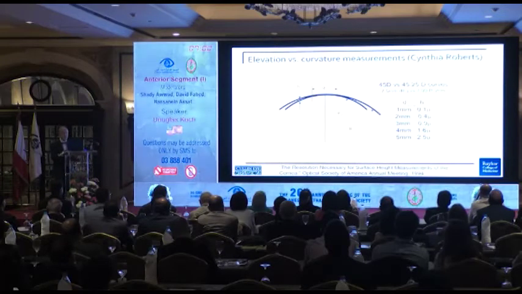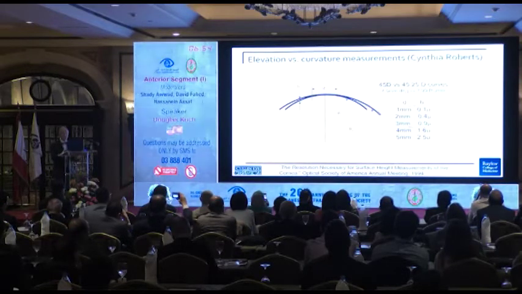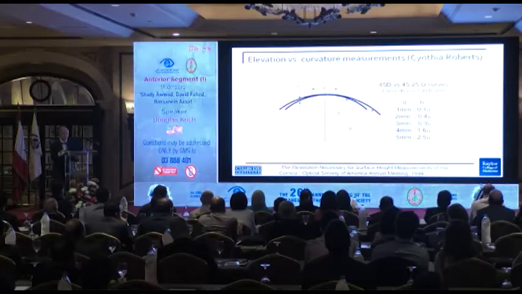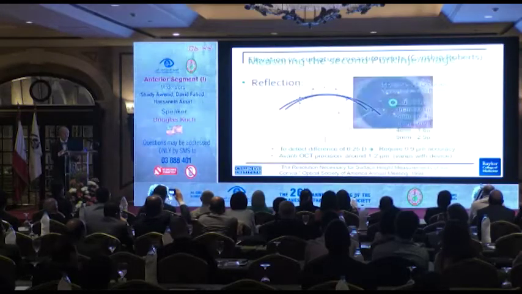This slide from Cynthia Roberts shows that if you want to compare a 45 versus a 45.25 diopter sphere, the difference in height at a 3 millimeter zone is 0.9 microns. And that's actually below the accuracy of the devices. So it's hard to be super accurate with elevation-based measurements.